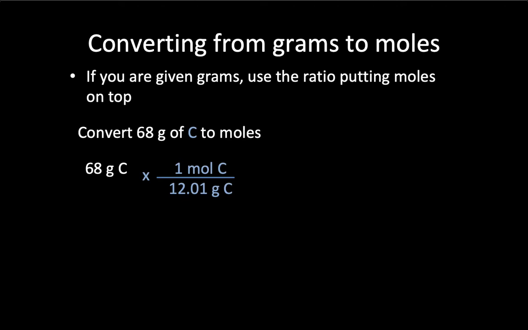It's the same ratio that we used from finding out how much it weighed earlier. This time, instead of having the 12.01 on top, we have it on bottom. So we have 68 times 1, which is still 68, and then we're going to divide by 12.01. Grams are canceled, and that gives us our answer of 5.7 moles of carbon. So in 68 grams, we end up with 5.7 moles.